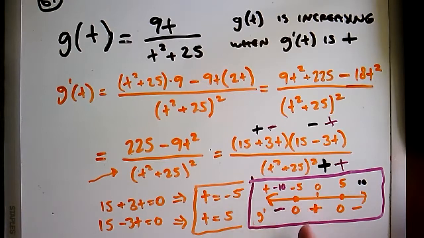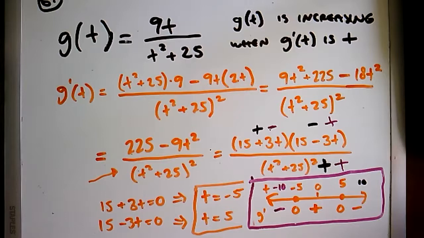And I know that g prime equals 0 at my critical points, and then I chose 0 as a representative point in between -5 and 5. I could have picked 1, I could have picked 4, I could have picked pi. Doesn't really matter. They're all either going to be positive or all be negative because we have a continuous function here.